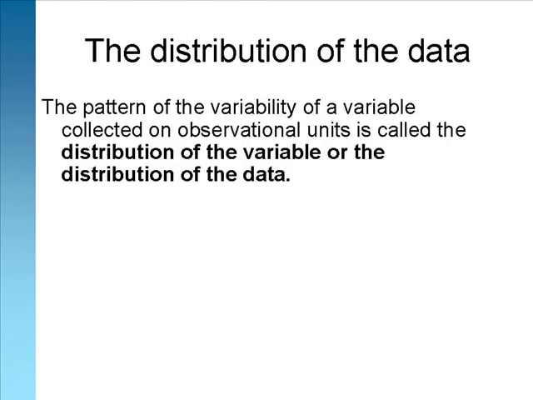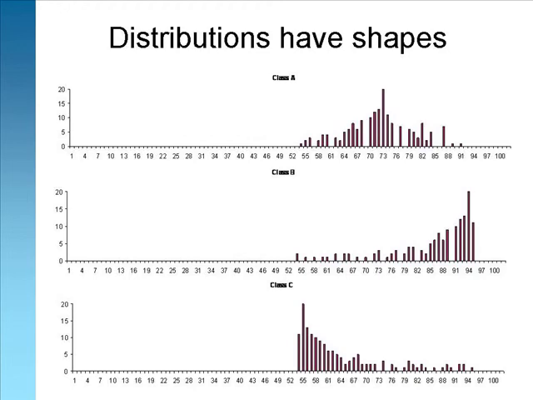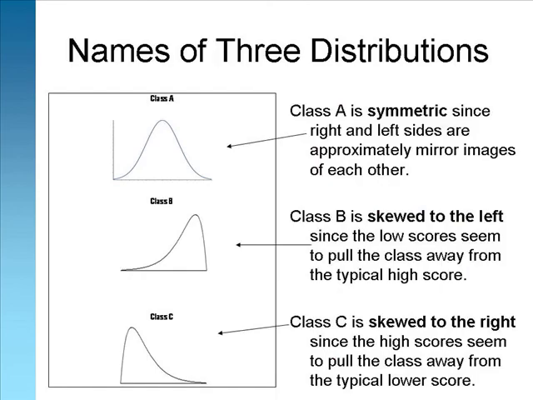The pattern of the variability of a variable collected on observational units is called the distribution of the variable or the distribution of the data. Here are bar graphs of the test results for 3 classes, A, B, and C. The distributions of the grades have 3 very different patterns. In Class A, the scores are very evenly distributed around a score of 73. In Class B, most students scored high with a few scores lower, whereas in Class C, the opposite occurred with most scores low and a few high.